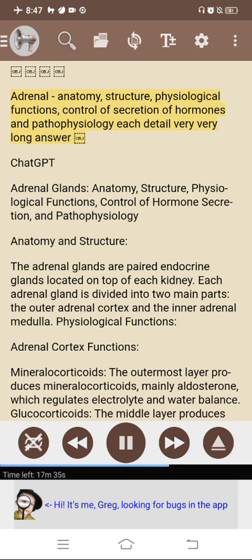Adrenal, anatomy, structure, physiological functions, control of secretion of hormones, and pathophysiology. Each detail very long answer. ChatGPT. Adrenal glands, anatomy, structure, physiological functions, control of hormone secretion, and pathophysiology.